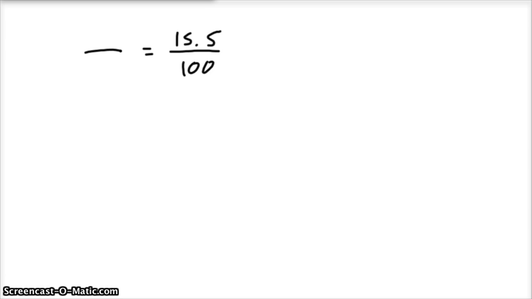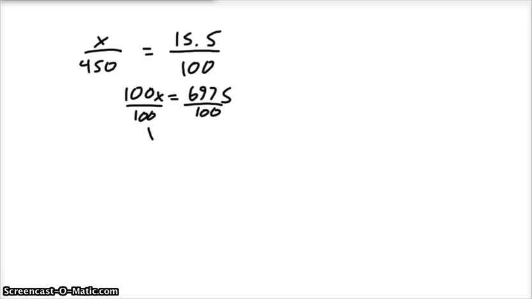Well, it says of 450. So remember, like 15% is out of 100. Well, we're talking about 15.5% out of 450. So our 450 is going to go on the bottom. So now we're solving for that x. So we get 100x equals 69.75, divided by 100. I want to make sure I got this right. Yeah, 69.75.